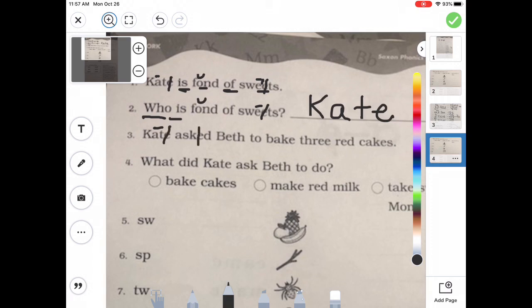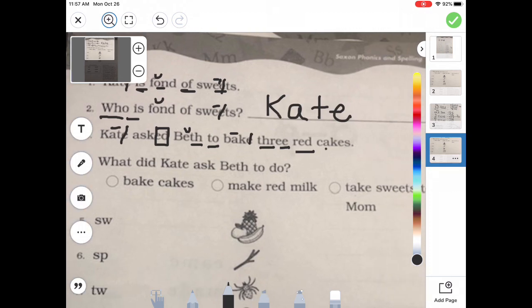Kate, and then I see my ED, asked, Beth. Kate asked Beth to, what do you notice about this word? That's right, a sneaky E, bake. Bake, and then we have three. This is one of our sight words. Red. So Kate asked Beth to bake 3 red. What do we have? Well, I've got an A and a sneaky E. So cakes. So Kate asked Beth to bake 3 red cakes.